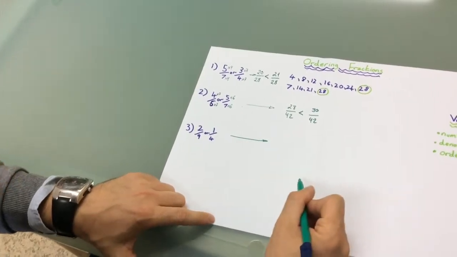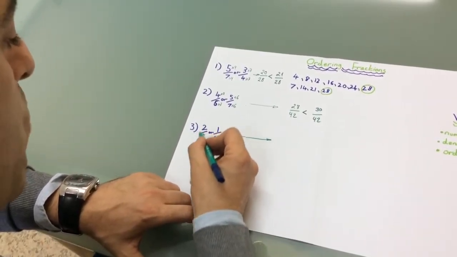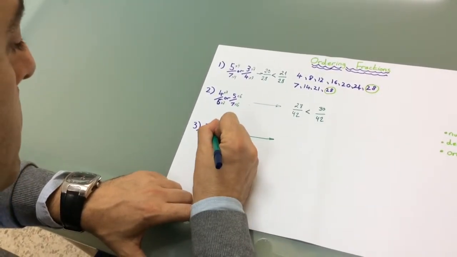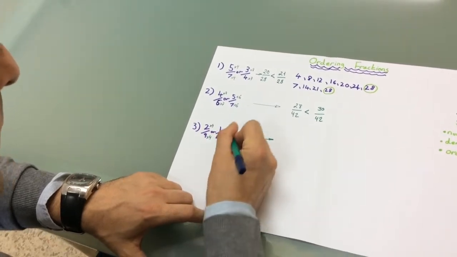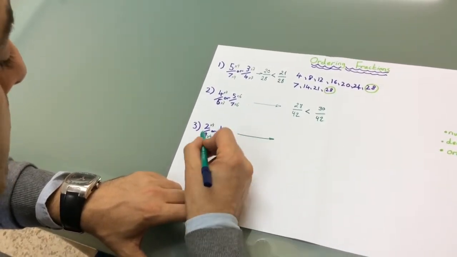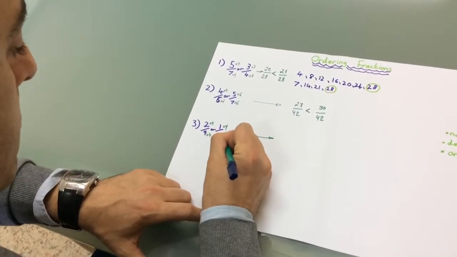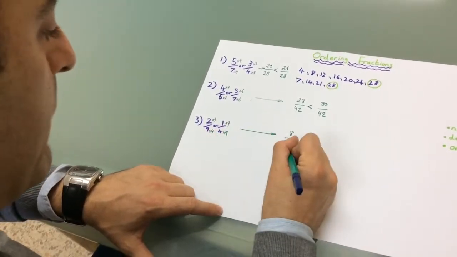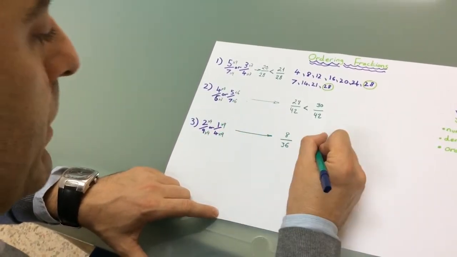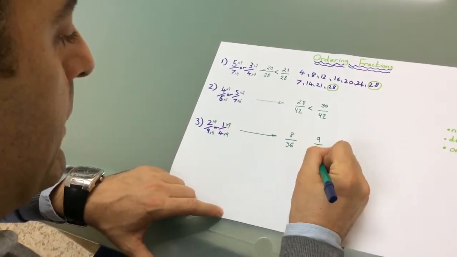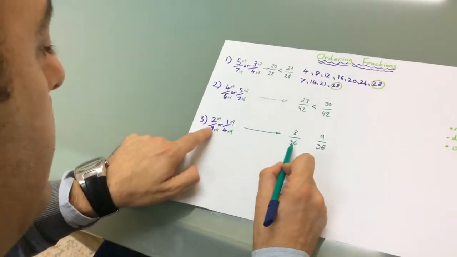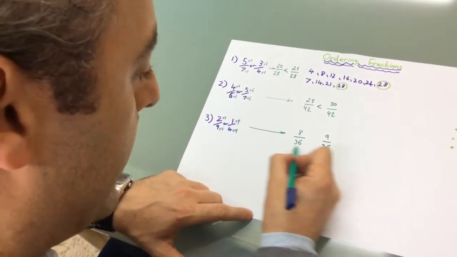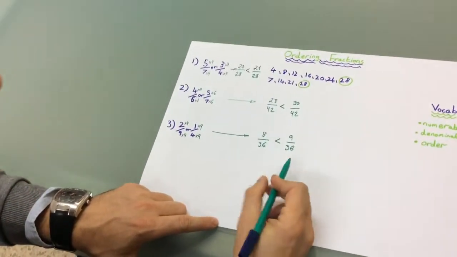In the next one, we'll do exactly the same. What number will we multiply 2 and 9 by? 4, the other fraction's denominator. So multiply by 4. And 1 quarter will be multiplied by 9, the other denominator. Let's find out. 2 multiplied by 4 is 8. 9 multiplied by 4 is 36. 1 multiplied by 9 is 9. 4 multiplied by 9 is 36. Remember that the resulting fractions are equivalent because we're doing the same to both numerator and denominator. And when they have the same denominator, we can see which one is bigger.